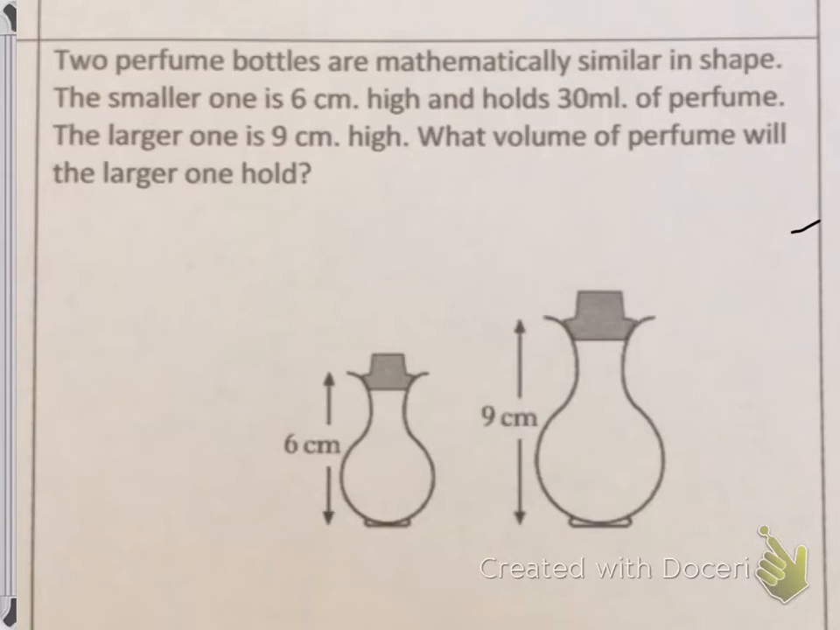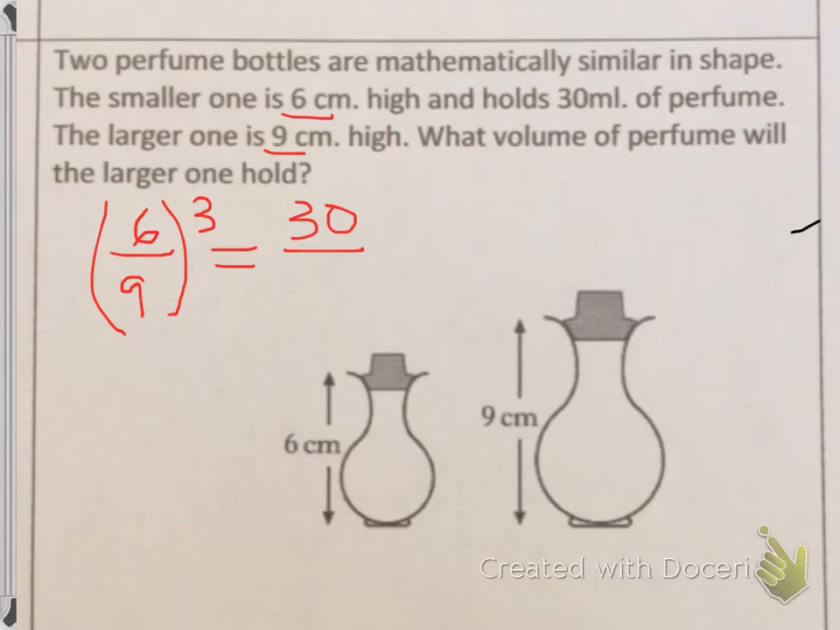So let's remember, we're small to big, and we're talking about volume, which means I'm going to have to cube it. So 6 to 9 and then cube it is going to be equal to the volume of the small one over the volume of the big one, but I don't know the big one yet. So on my calculator, I'm going to do 6/9 and I'm going to cube it. When I do that, I get 8 over 27. So this changes to 8 over 27 equals 30 over V, and then I'm going to cross multiply and solve.